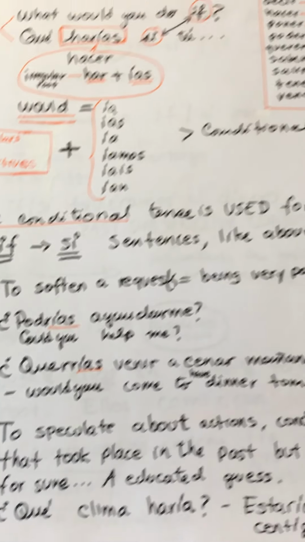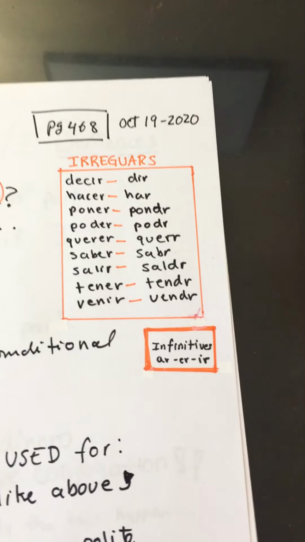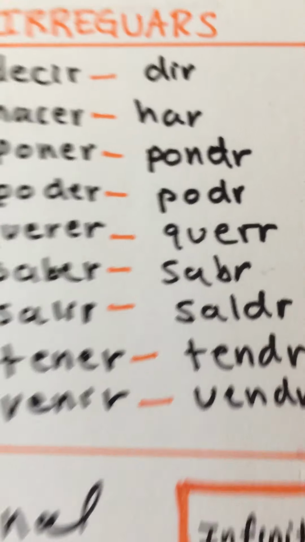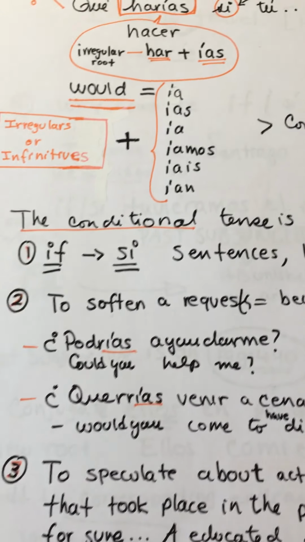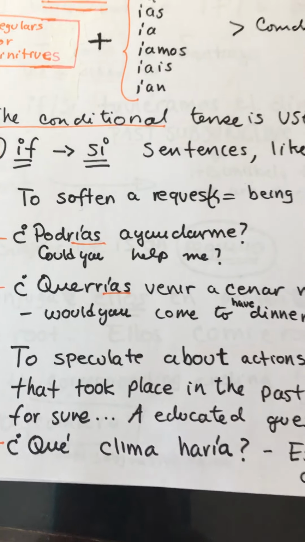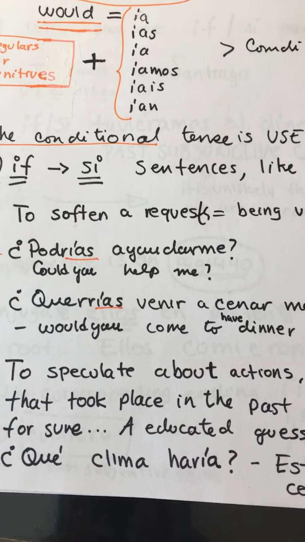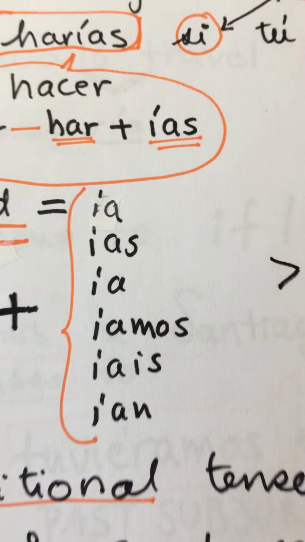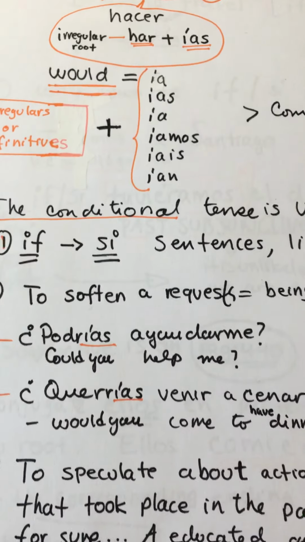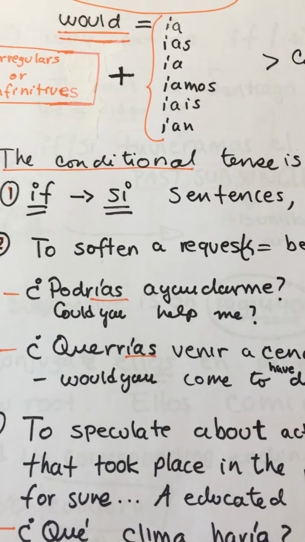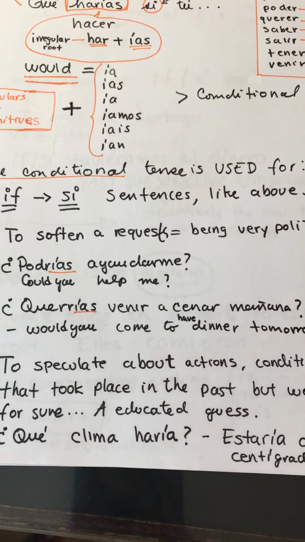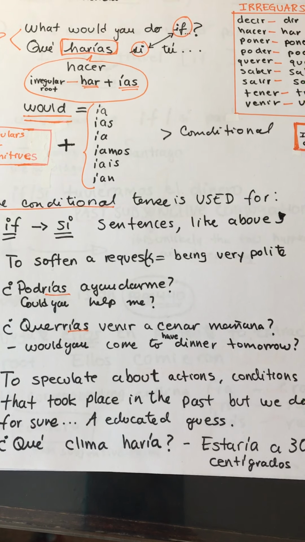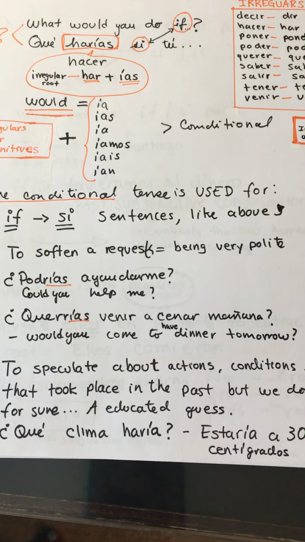That podr comes from these irregulars. See? Poder, podr. Okay, so we need to be careful with irregular roots. Podrías, then podr and the ías, because ías is for tú, right? It's not yo, it's not nosotros, it's the ending for tú. So, could you, ¿podrías ayudarme? This is how you ask something in a very, very polite, nice way.